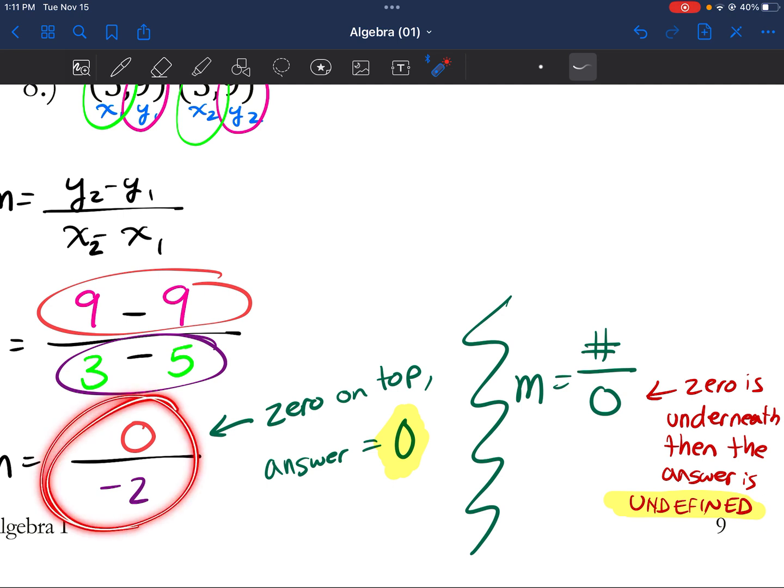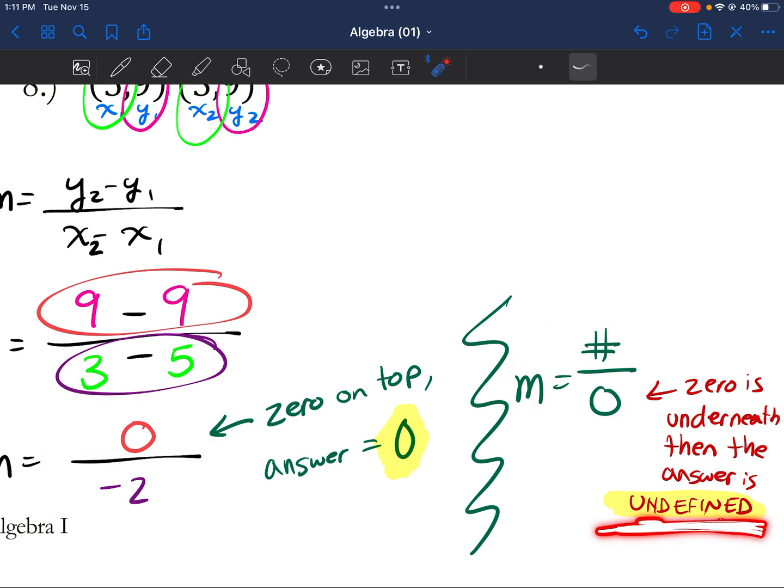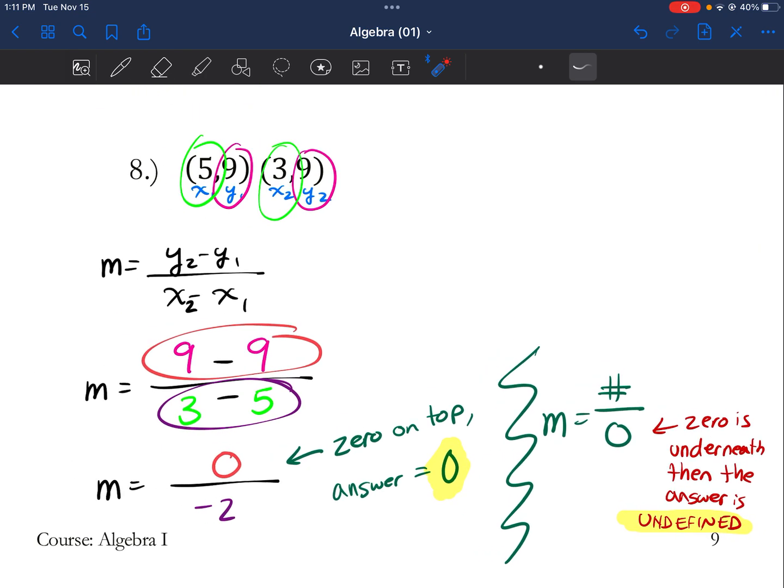So again, these two answers are very different. Dividing by 0 is not possible. That is why you get undefined. But when 0 is on top, that is when you get 0 as the final answer. So go ahead and copy this down somewhere so you have that note and the difference between these two.